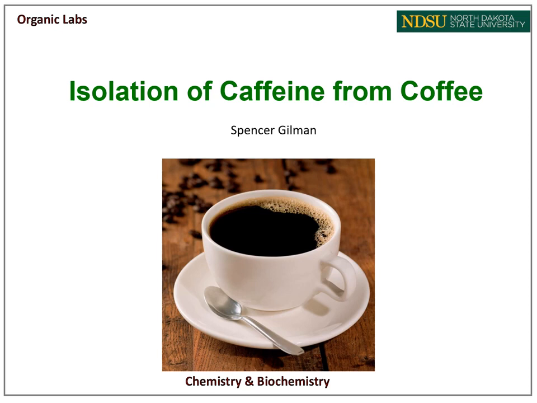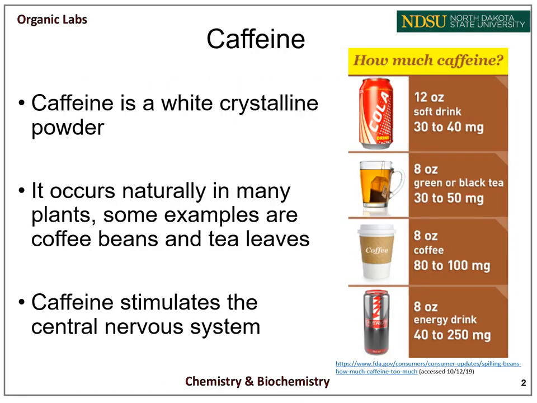In this week's lab, we will be isolating caffeine from coffee. Caffeine is a white crystalline powder. It occurs naturally in many plants. Some examples are coffee beans and tea leaves. Caffeine stimulates the central nervous system.